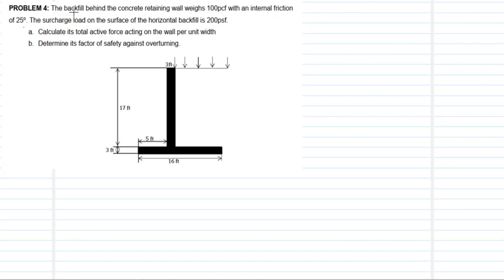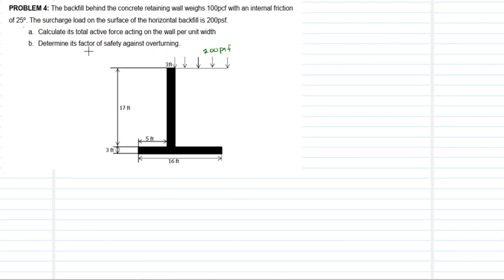Meron daw tayong surcharge that is equal to 200. So, yung surcharge natin dito is 200 PSF. So, yung magiging unit weight ng soil natin is 100 PCF. Meron tayong surcharge na 200 PSF. So, for the problem, we have to calculate its total active force acting on the wall per unit width.